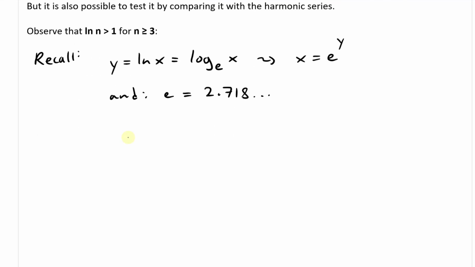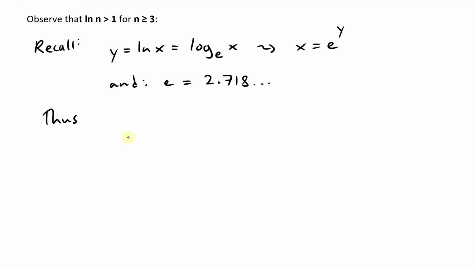Thus, if we want to know when ln x is greater than 1, so when y equals ln x is greater than 1, we can just take e to the power on both sides. We get e to the y, which equals e to the ln x, and this is greater than e to the 1. Using this property, e to the ln x just equals x, so it is greater than e.